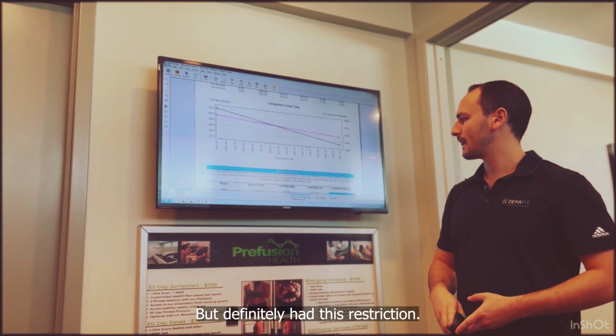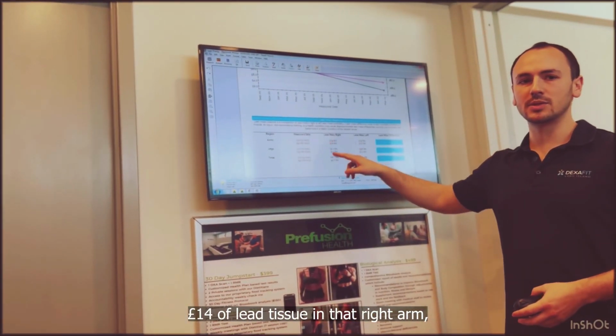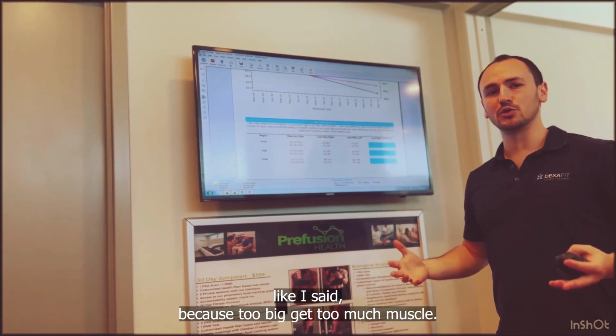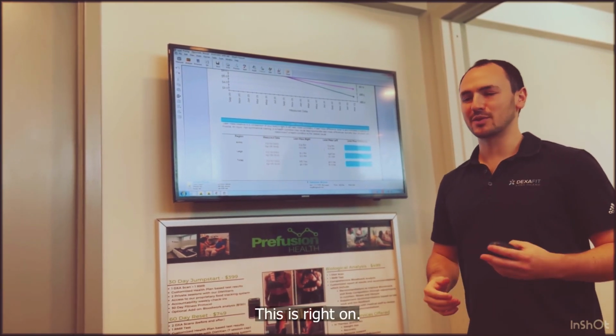All right. Now, we do get to break down the lean tissue from left to right. We've got about 14 pounds of lean tissue in that right arm. Like I said, because you're too big, got too much muscle, you don't fit on the machine. So we mirror that left arm to the right arm.